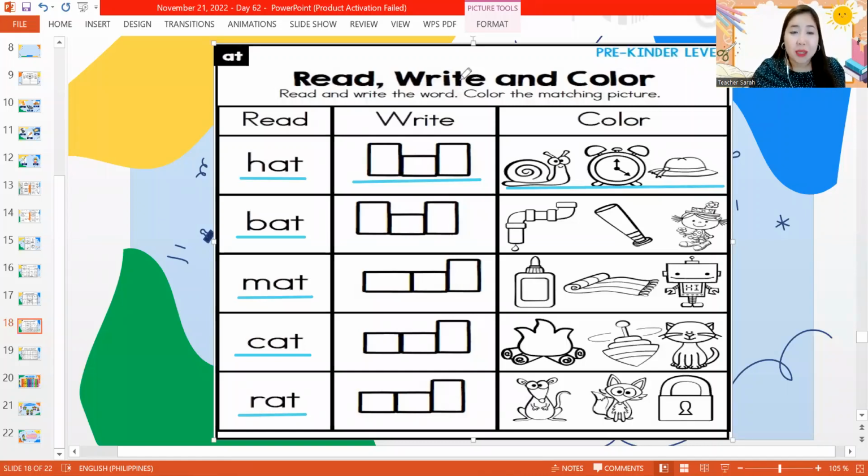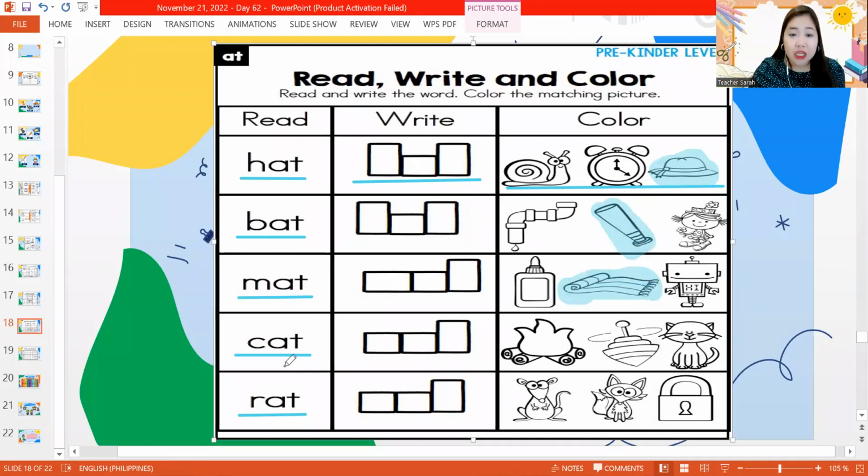Okie dokie, everybody is done. It's time for us to check. This is the word hat and this is the picture that we should be coloring. Next one, we have the word bat. So we have to color this picture in the middle, a baseball bat. Next one, it's the word mat. And we color the picture in the middle, that is a mat.